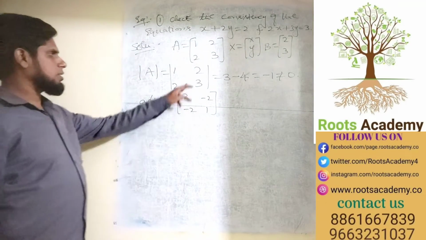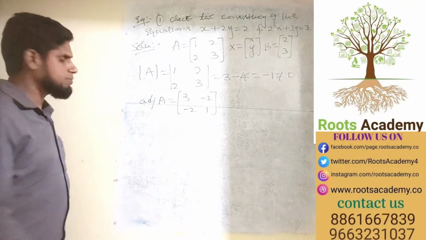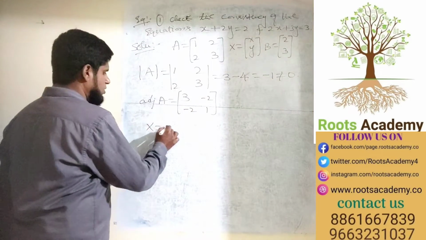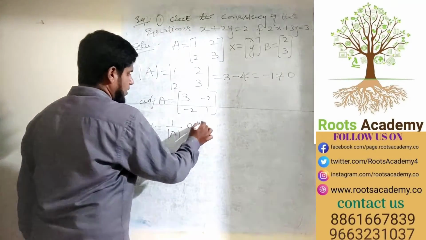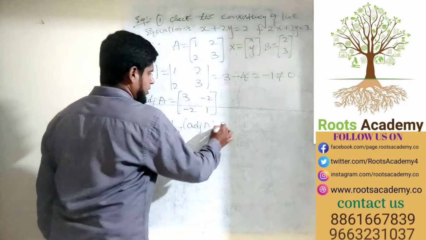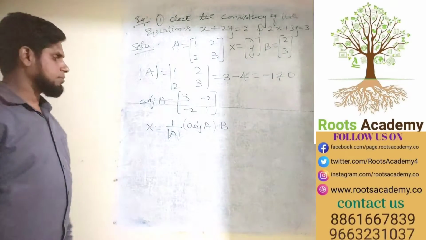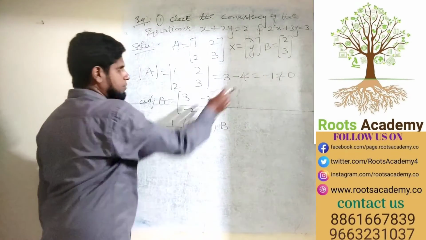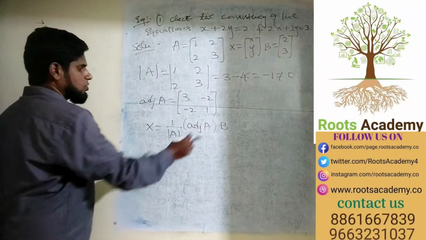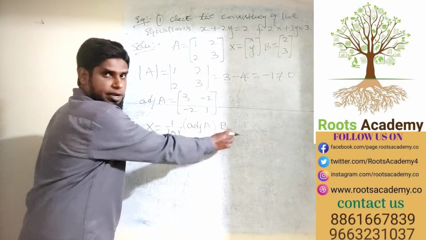Student, let us substitute this in the formula. The formula is x equals 1 divided by determinant A into adjoint A into B. So student, you know the determinant is not equal to 0 here. So first let me find adjoint A into B.